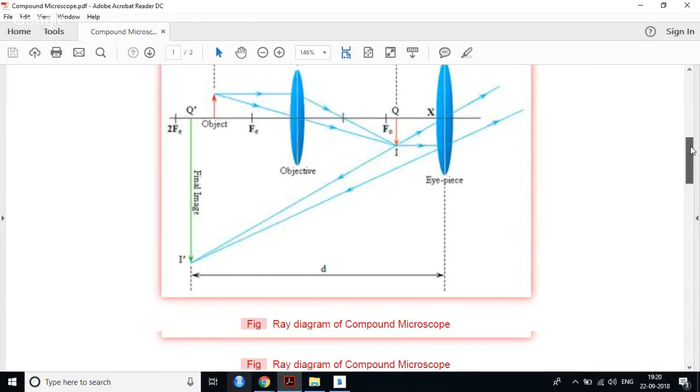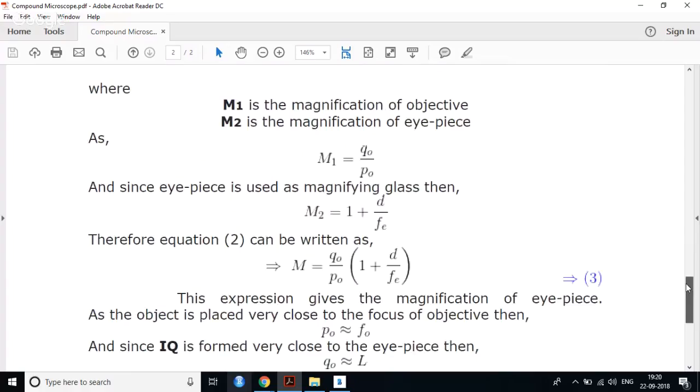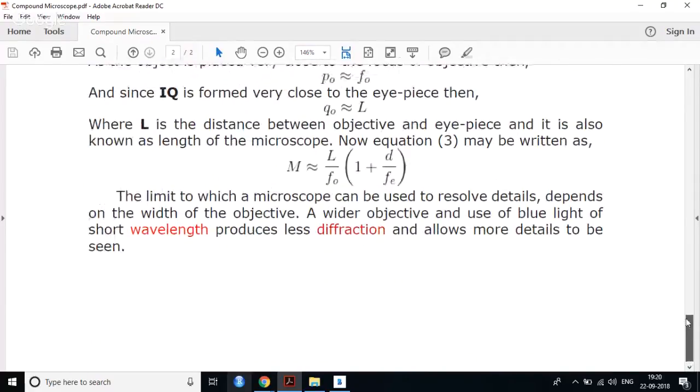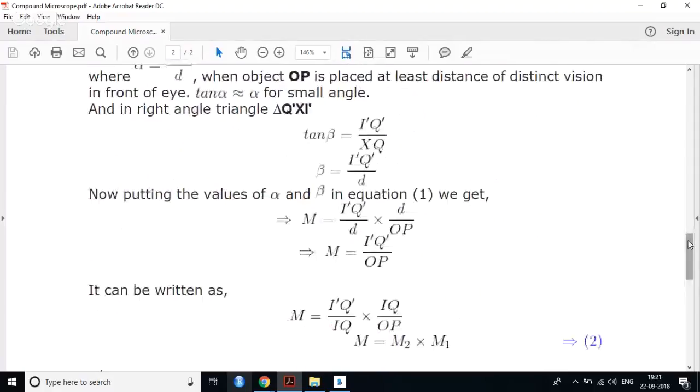So this kind of arrangement is used for a compound microscope. Now a derivation has been given over here. Go through the derivation, though it will not be used. Just remember the formula which has been given in your book. If you remember the formula, I think that should work for you.